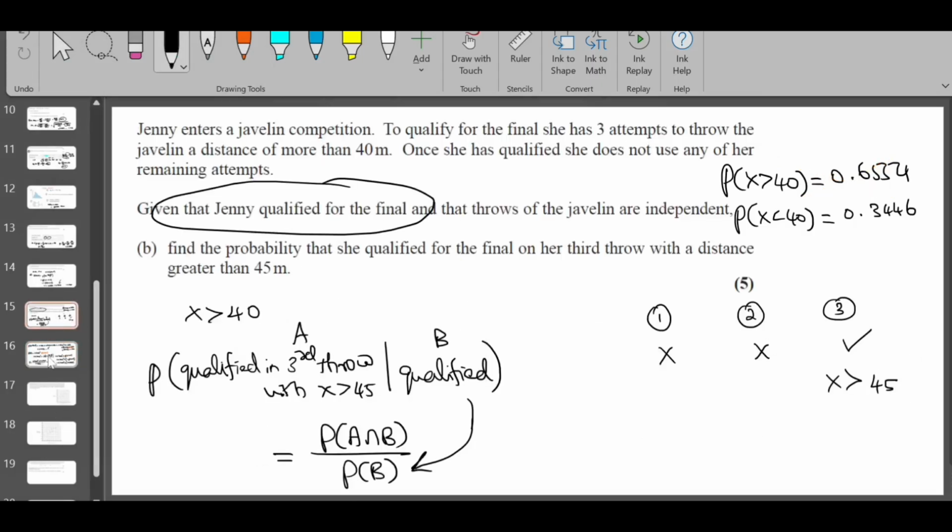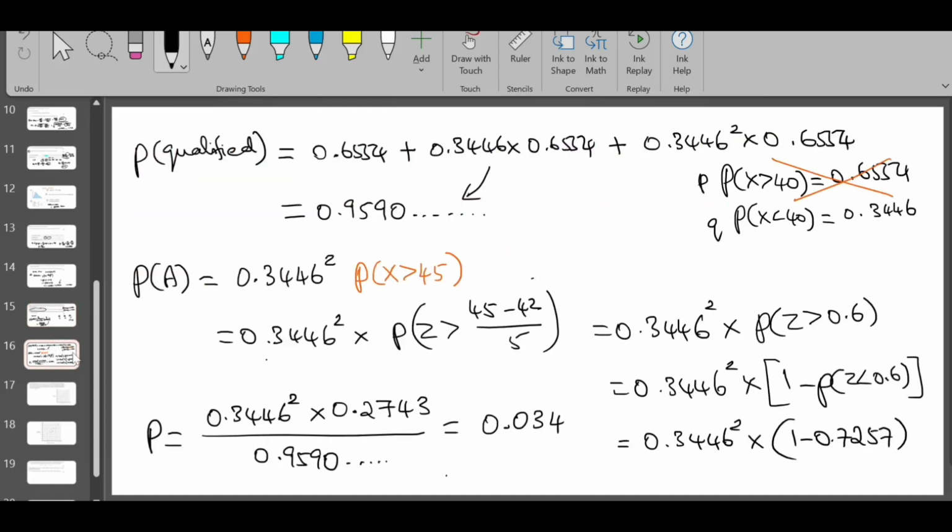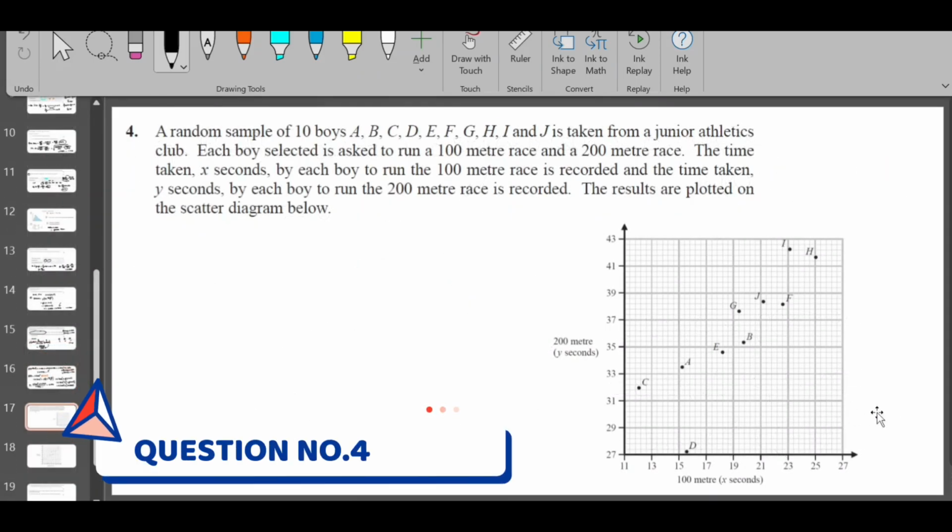Nothing is mentioned. That's a 5-mark question. You have to understand this question carefully. It's a little trickier one. Let's look at question number 4 now.